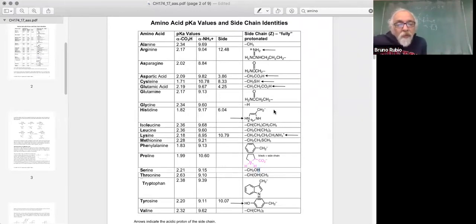Okay, so before we leave this slide, I want to ask you this question. Draw the structure of cysteine, CYS. Draw the structure of L-cysteine at pH 10. Draw L-cysteine at pH 10.